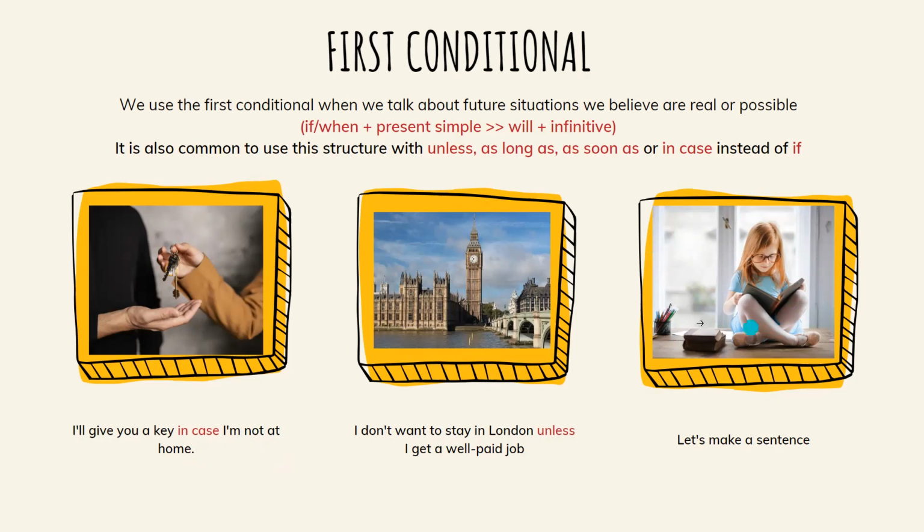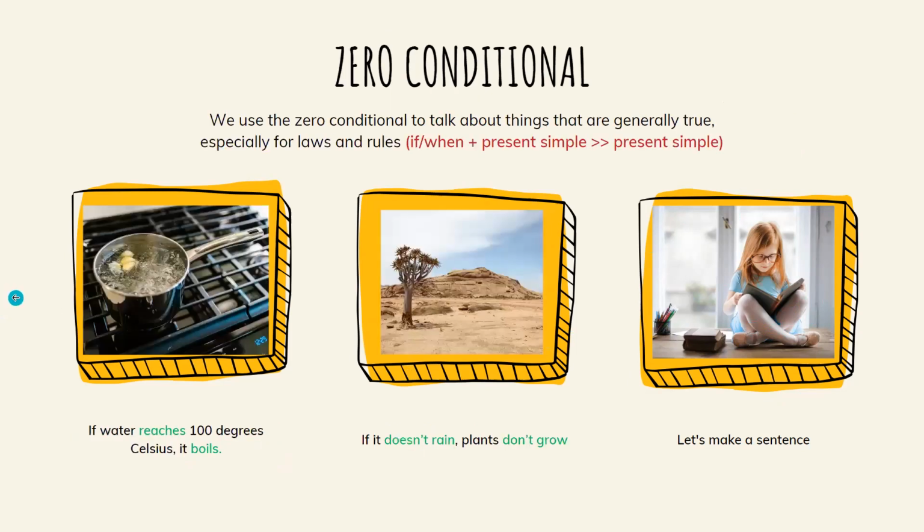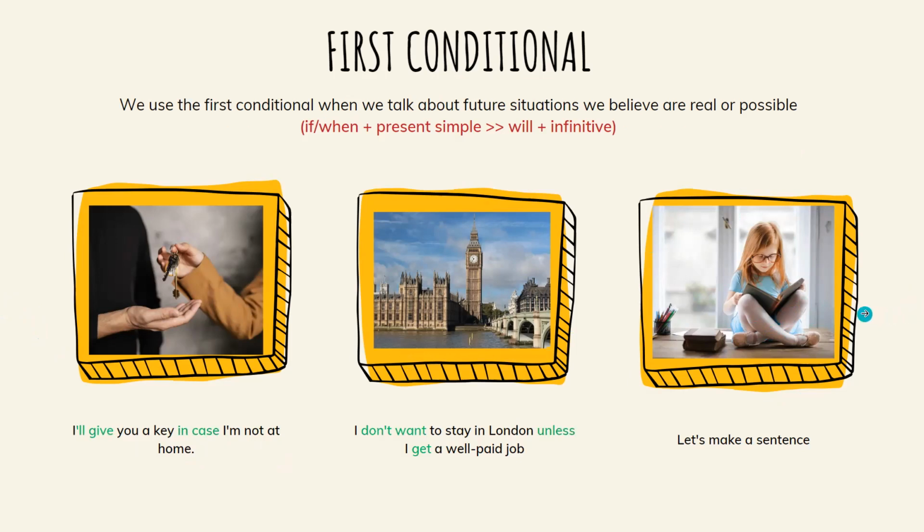And the main difference between first conditional and zero conditional, guys, don't forget, zero conditional we use for only what? For the things that are generally true. For example, facts, laws, and rules, right? And the first conditional we use for the future situations, right?